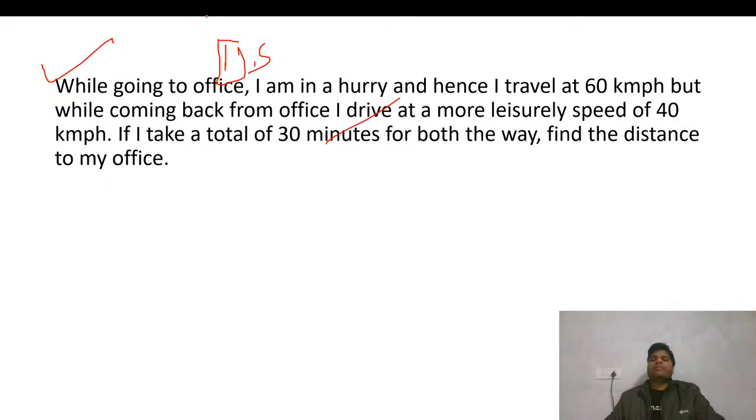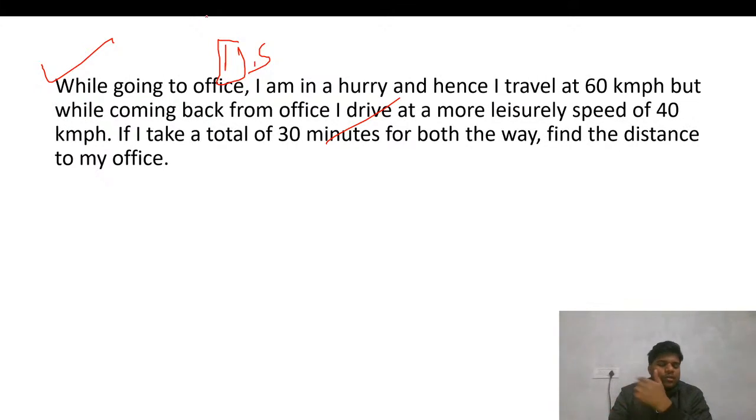While going to office, I am in a hurry and travel at this speed, but coming from office, I drive more leisurely at a speed of 40 km/h. If I take a total time of 30 minutes for both ways, find the distance to my office. You need to find the distance between office and home. This is the question.